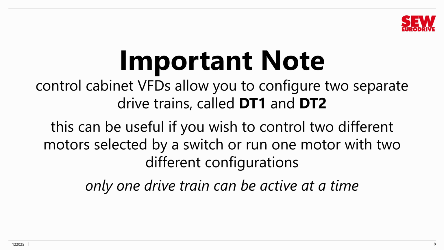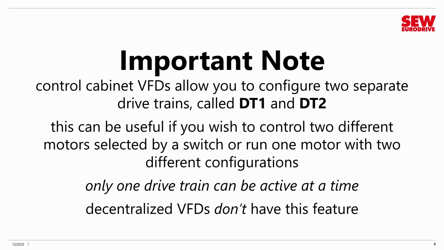You don't have to use it, but you can switch back and forth between them in a number of ways. This can be useful if you want to run a motor using two different profiles, or you actually have two motors that are switch selected, one or the other is active at a time. By having two drivetrains, it's easy to do that switch over. Something you might use, but don't worry about it if you don't have an application for it. And a little mention here, the decentralized VFDs don't have this feature, they only support a single drivetrain.